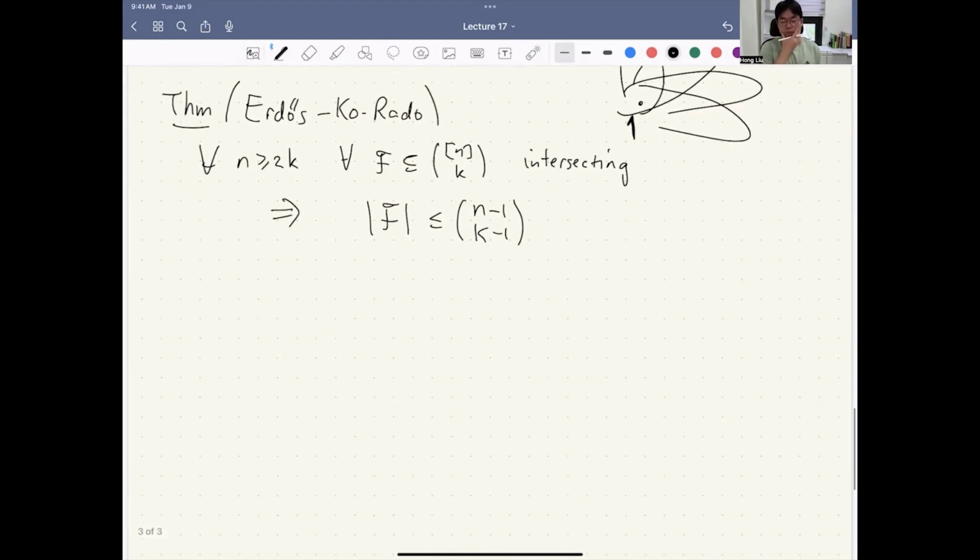Let's prove this. The original argument of Erdős-Ko-Rado applies induction on n. Not super complicated, but not the easiest one. So here we will see a very smart double counting argument by Katona. Sometimes people call it the Katona circle method. So we're going to see the proof proved by Katona.